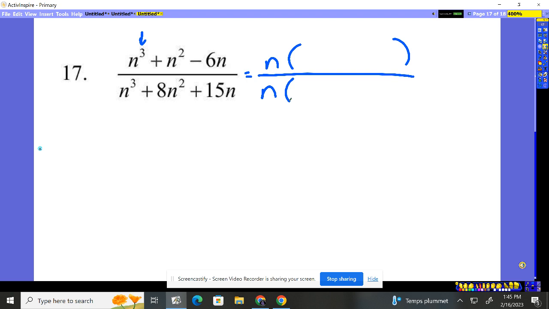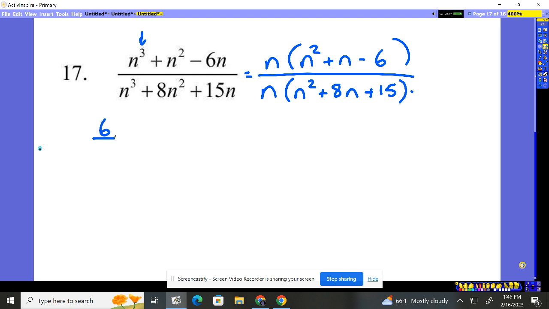You are used to seeing an n squared plus so many n's plus a number. You have an n cubed plus an n squared minus 6n. So we need to factor an n out. So I factor out an n. I'm left behind with an n squared plus n times what gives you n squared? An n, and then minus a 6. Down below, I factor out an n. I'm left with n squared plus 8n, and we pulled an n out and we're left with 15. So these in parentheses are more the trinomials we're used to. We now need to factor the n squared plus n minus 6 and the n squared plus 8n plus 15.